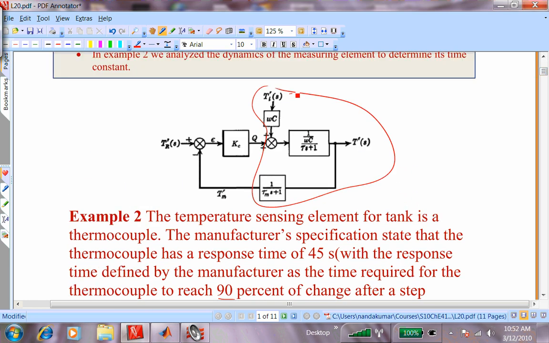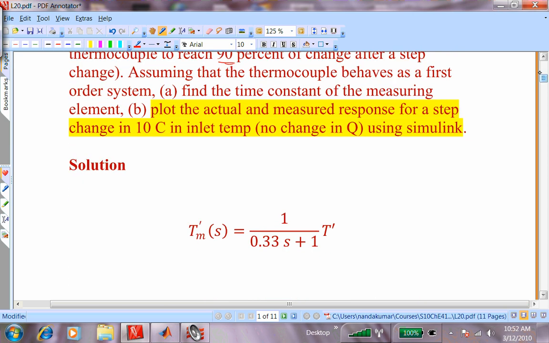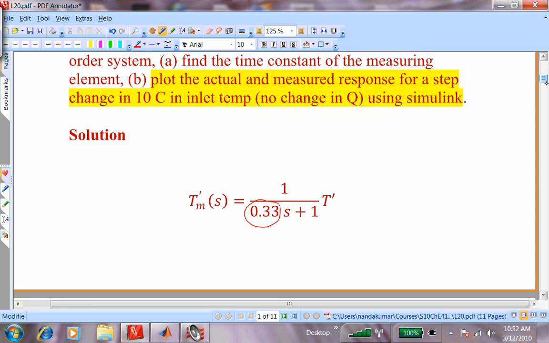So now I'm going to change this by 10 degrees, and I want to plot what this temperature looks like, both T prime and Tm prime, the process temperature and the measurement temperature, to see what is the lag, what is the problem created by the measurement lag. So this we did in the last class as first part. We figured out the time constant for the measuring instrument as 0.33 minutes.